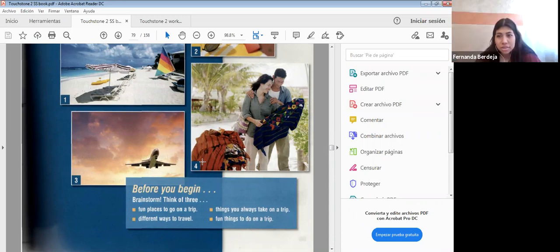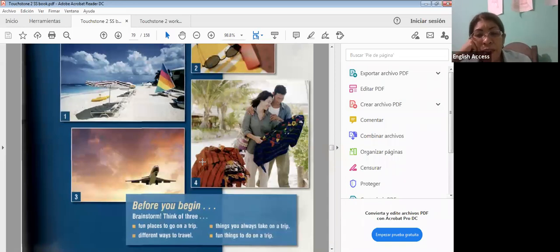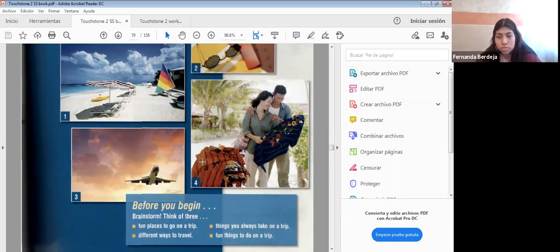The first idea is about fun places to go on a trip. If we say fun places to go on a trip, we're talking about picture 1, 2, 3, or 4? Picture 1. If I say things you always take on a trip, picture 2. Different ways to travel, 3. And fun things to do on a trip, 4. Okay, now remember, think of 3 fun places, 3 different ways to travel, 3 things you always take on a trip, and 3 fun things to do on a trip.